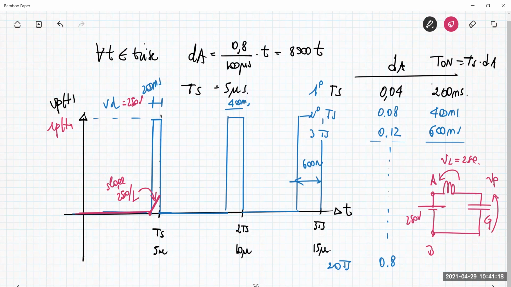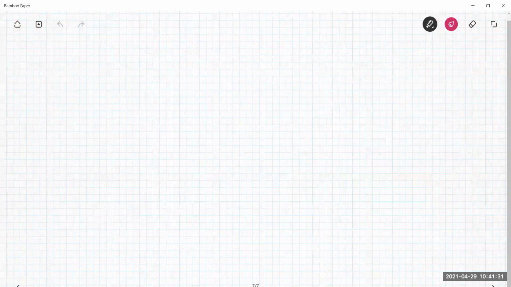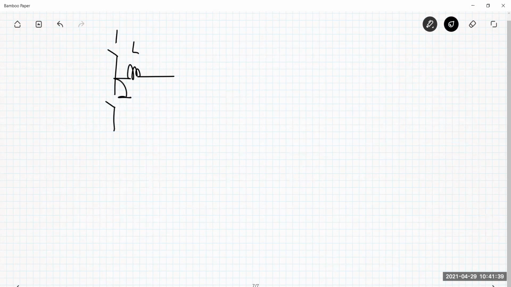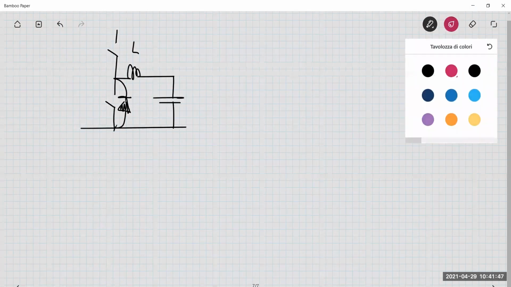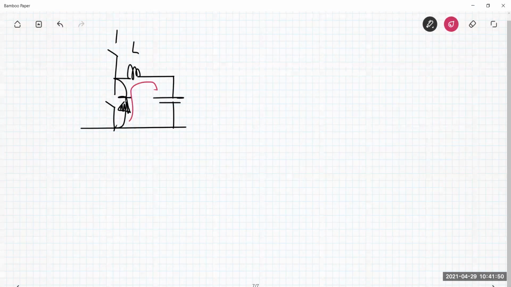Then here, in this interval, the switch is open, so both the switches are left open. If both the switches are left open, what happens? Let me put this in this other page. We have a current here. Both the switches are left open. Remember that here I have a diode. The current is positive, so the current goes into this diode. Basically, the voltage across the diode is the forward voltage of the diode.